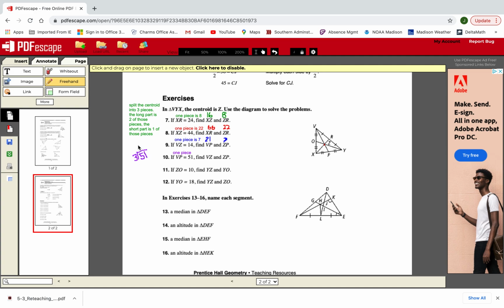3 goes into 5 one time. 1 times 3 is 3. And then you subtract. 5 minus 3 is 2.